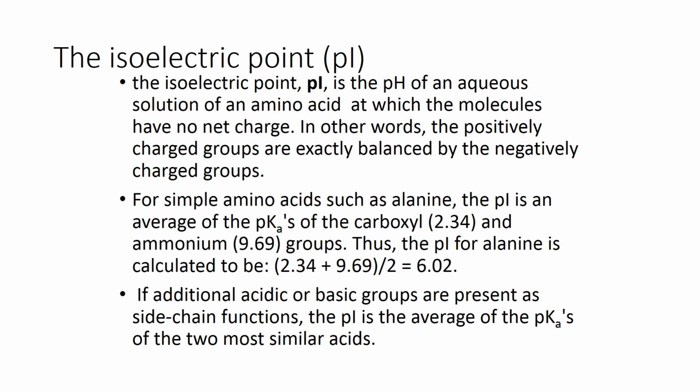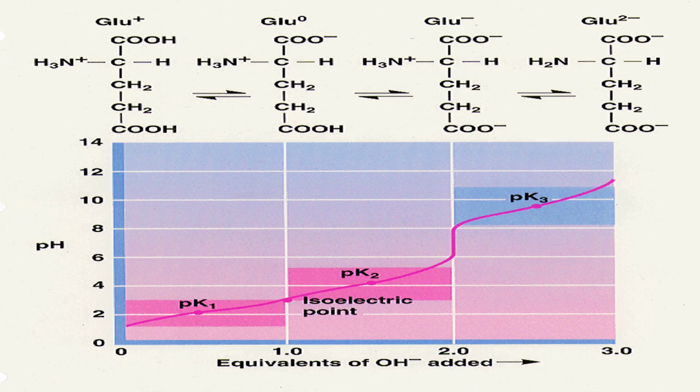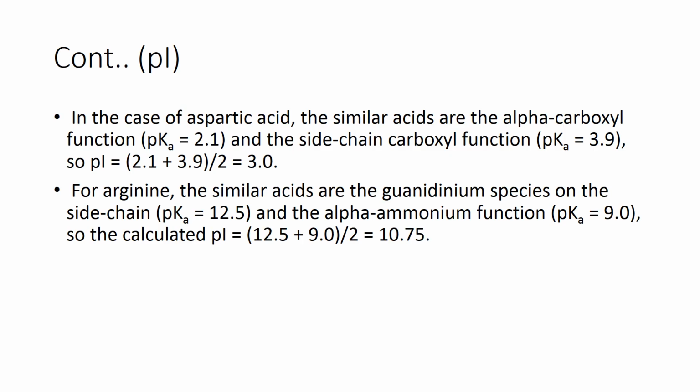In addition, acidic or basic groups may be present as side chain functions. The isoelectric point is the average of the pKs of the two most similar groups. So pK2 plus pK3 divided by 2, which is 10.75.